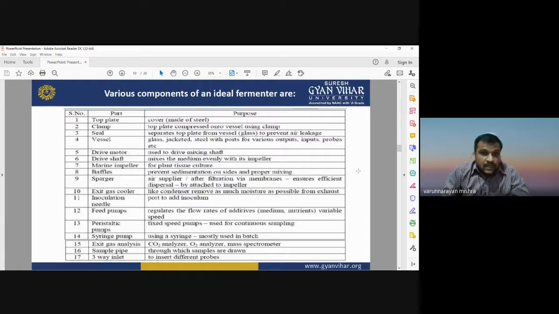Okay. Third part of a fermenter is a seal. It separates the top plate from the vessel to prevent air leakage. Then vessel, it's a kind of glass that is jacketed, steel with the ports of the various outputs. Drive motor, drive shaft, marine impeller, baffles, okay, sparger, exit gas cooler, inoculation needle, feed pump, okay. These are some parts of the ideal fermenter, okay.